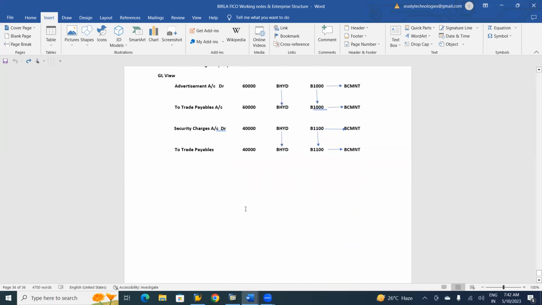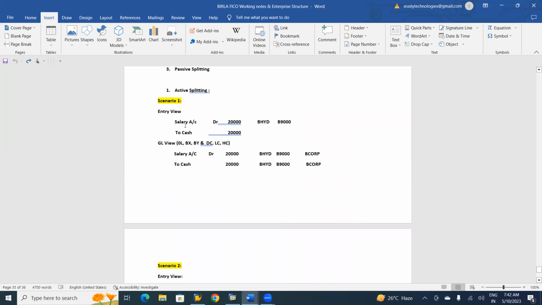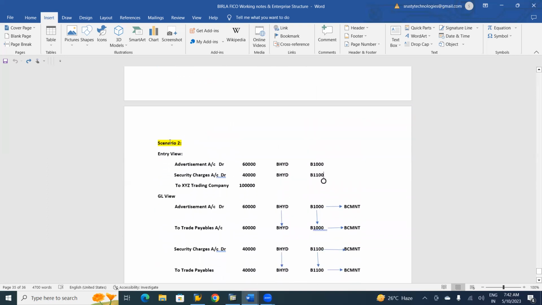Okay. Yesterday we saw active splitting in 2 different scenarios. One scenario, one debit line and one credit line. And the next scenario, 2 debit lines with sundry creditor, that is trade payables. So how is it going to be split in GL view? Here I have written advertisement account debited, security charges account debited, 60,000 and 40,000, total to XYZ trading company 1 lakh. Business area Hyderabad, 2 different profit centers. So how is it going to be split in your GL view? Automatically it will split because we have activated document splitting.